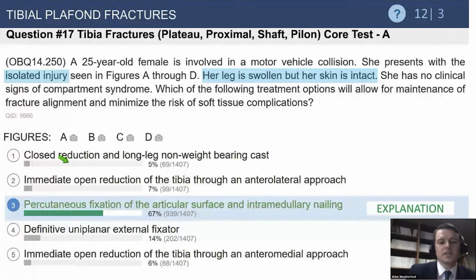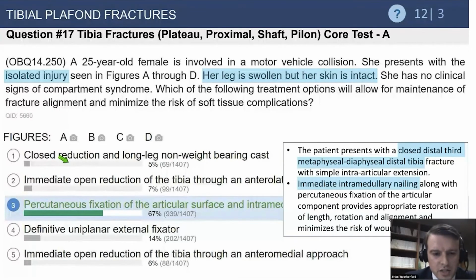So this is the answer choice here. This is an option for treating these injuries. This is not the only option. This is based on a study out of NYU that looked at immediate treatment with percutaneous fixation of the articular surface as well as intramedullary nailing of the tibial shaft component. It's a reasonable option, certainly not the only option. I think that this is a question, if asked again, can be challenged.